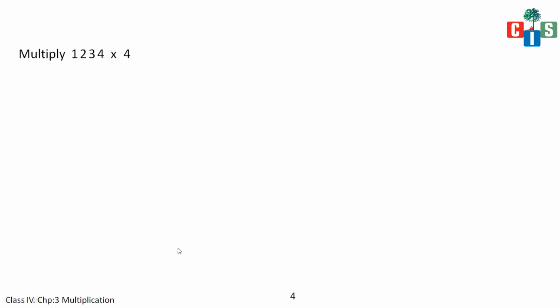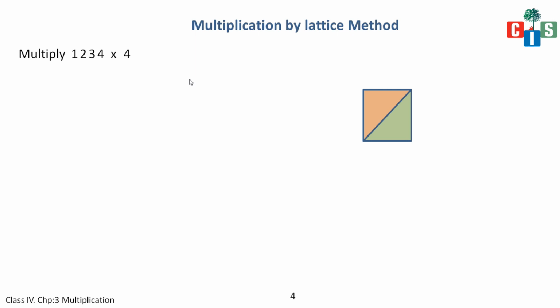Now we are going to see the main topic, that is multiplication by lattice method. Here 1, 2, 3, 4 is multiplied by 4. 1, 2, 3, 4 is a multiplicand and 4 is a multiplier. In multiplicand, see students, you have 4 digits, and so we are going to make boxes, 4 boxes as it's 4 digit, no? So we will have 4 boxes with a diagonal or a slant partition. We will have 4 such boxes because there are 4 digits in the multiplicand: 1 box, 2 box, 3 box and the 4th box.